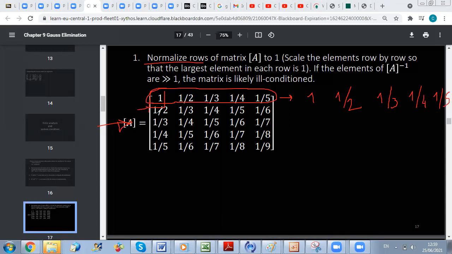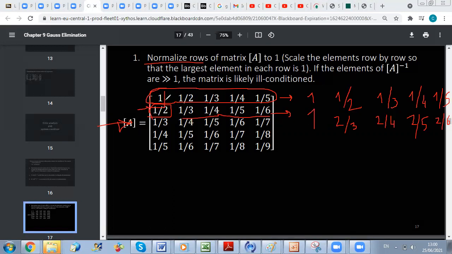What is the highest element in the second row? It's 1 over 2. So in order to scale my row, I should divide all terms by 1 over 2, which is equivalent to multiplying by 2. Because when I do so, the first element will become 1, and all other elements will be lower than 1. So here I multiply all remaining elements by 2. I get 2 over 3, 2 over 4, 2 over 5, 2 over 6. So this is my updated row here.